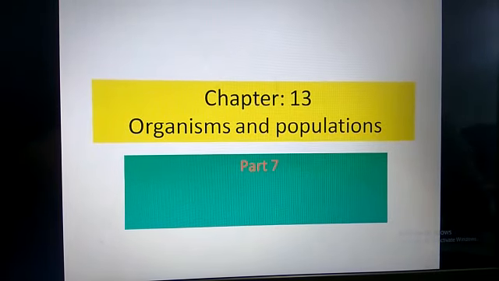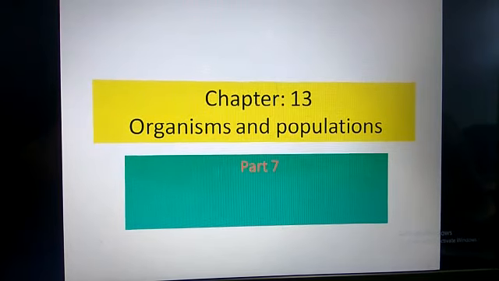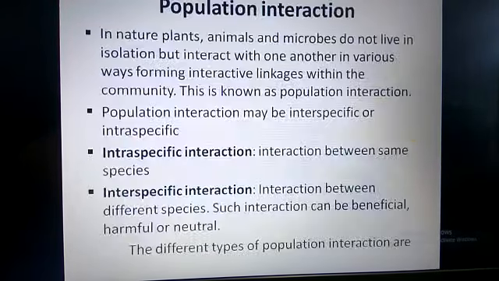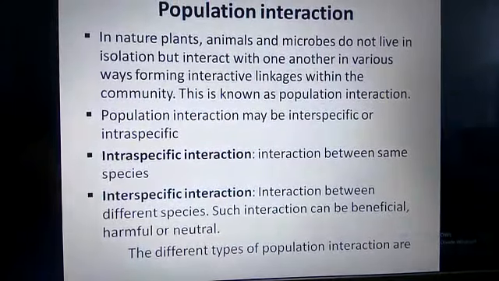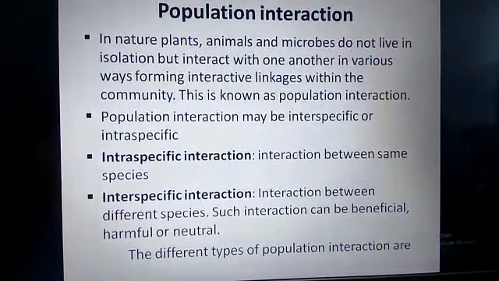Dear students, we shall continue with chapter 13, Organisms and Populations, part 7. The topic is population interaction.